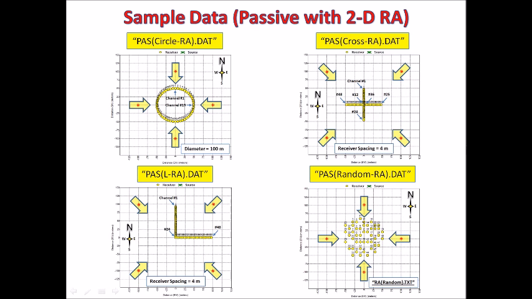These diagrams illustrate how those passive sample datasets were created through the seismic modeling algorithm. These four sample datasets were created by using four different types of two-dimensional receiver arrays, and these yellow arrows indicate the incoming direction of modeled surface waves, and each asterisk mark indicates the location of their source point. So each dataset contains 4 instances of surface wave generation, and each successive generation was apart by approximately 2 seconds.